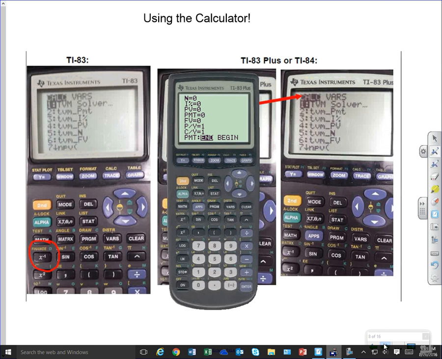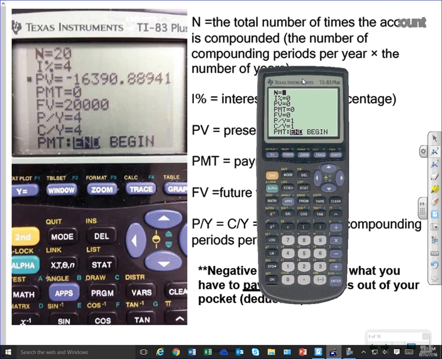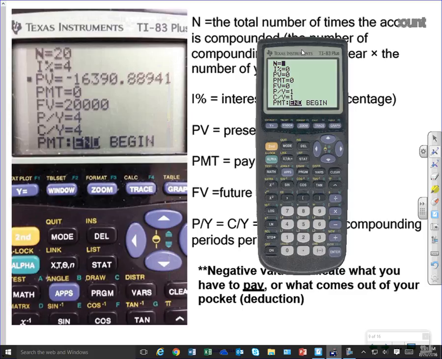So what does this TVM solver mean? Well, we can use this anytime we're doing compound interest, which also means we'll eventually be able to use it when we're talking about mortgages, and that's where it's really going to be helpful to us. But we can use this for any compound interest formula.